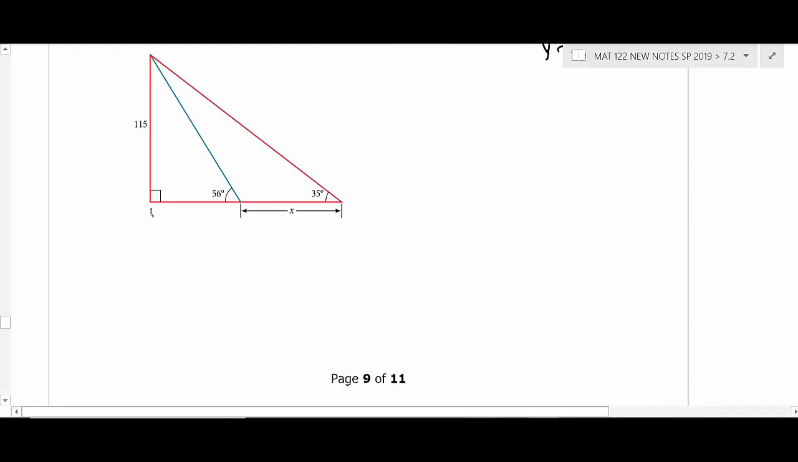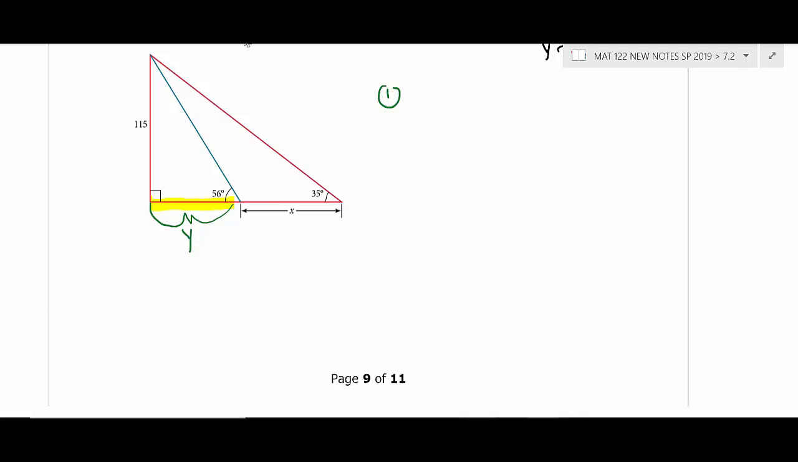So here's my thought. We could find this piece right here easy enough. We could find that because we have a right triangle and we have an angle and we have a side opposite. So it'd be a lot like the last problem. So we can do that. So let's just call this y, and that'll be our step 1, is to find that.